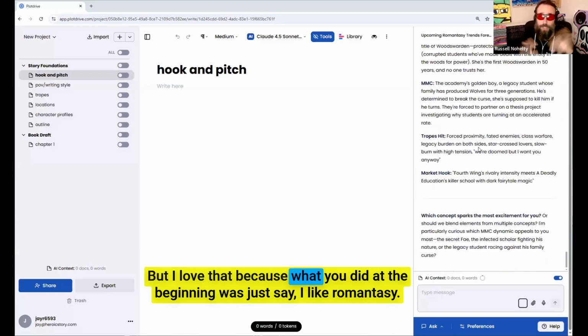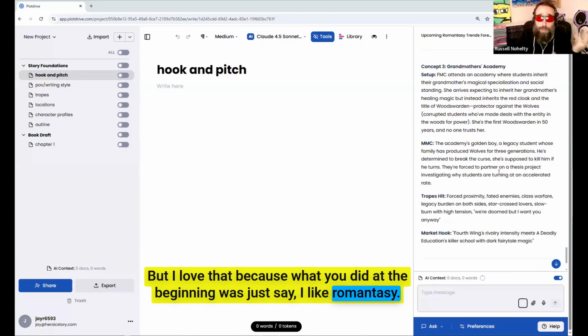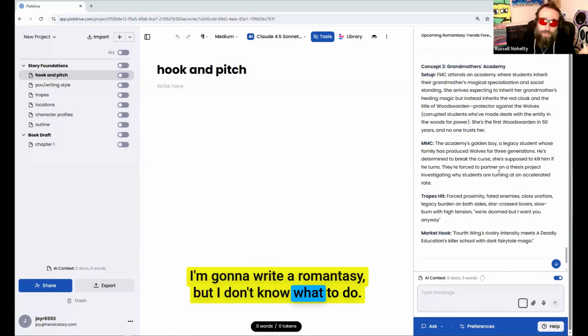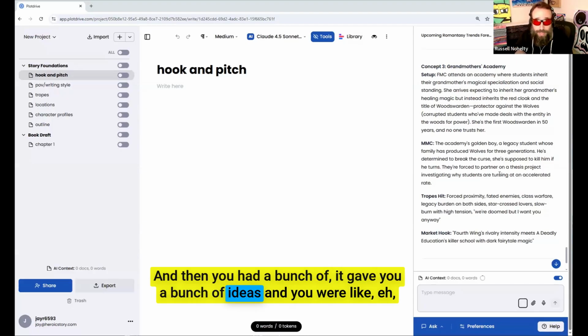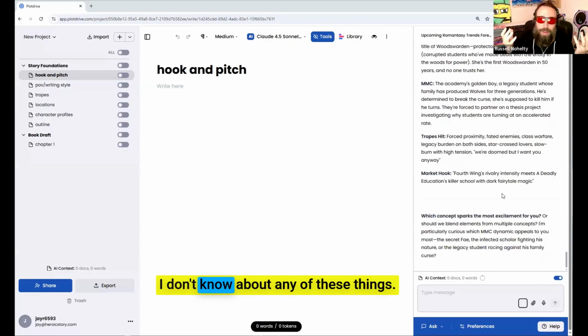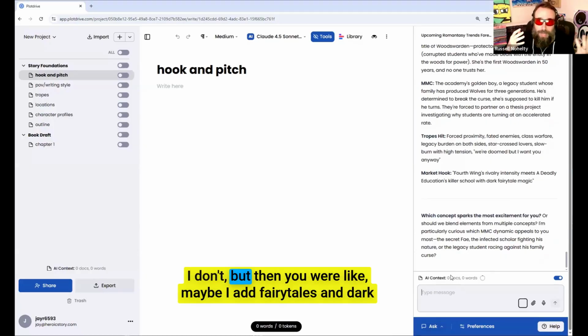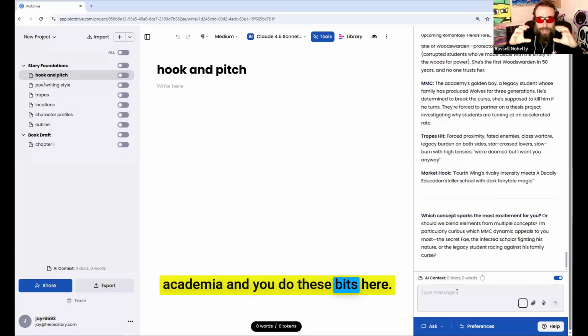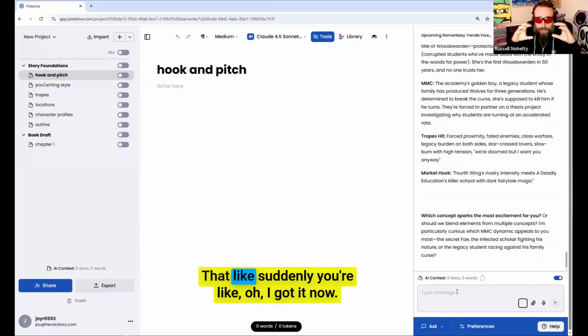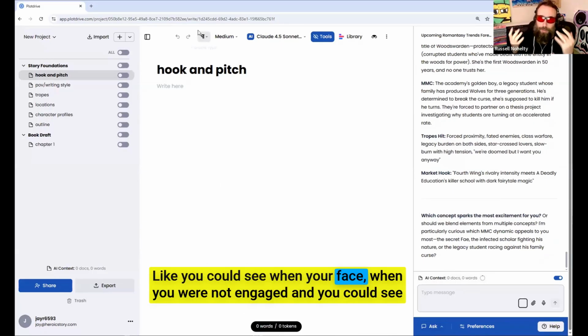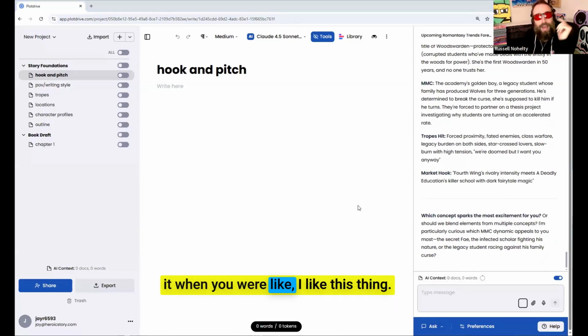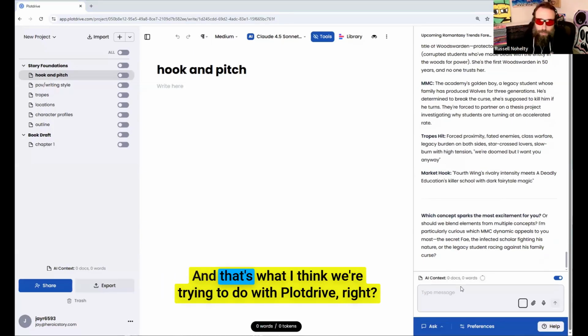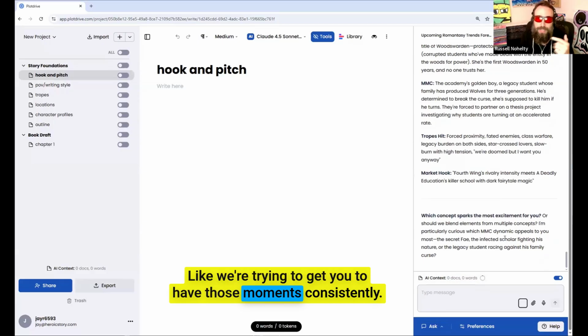But I love that because what you did at the beginning was just say, I like romantasy, I'm going to write a romantasy, but I don't know what to do. And then it gave you a bunch of ideas, and you were like, I don't know about any of these things. I don't resonate. But then you were like, maybe I add fairy tales and dark academia, and you do these bits here that suddenly you're like, oh, I got it now. And you could see it in your face. You could see when you were not engaged, and you could see when you were like, I like this thing. And that's what I think we're trying to do with Plotdrive, right? We're trying to get you to have those moments consistently.